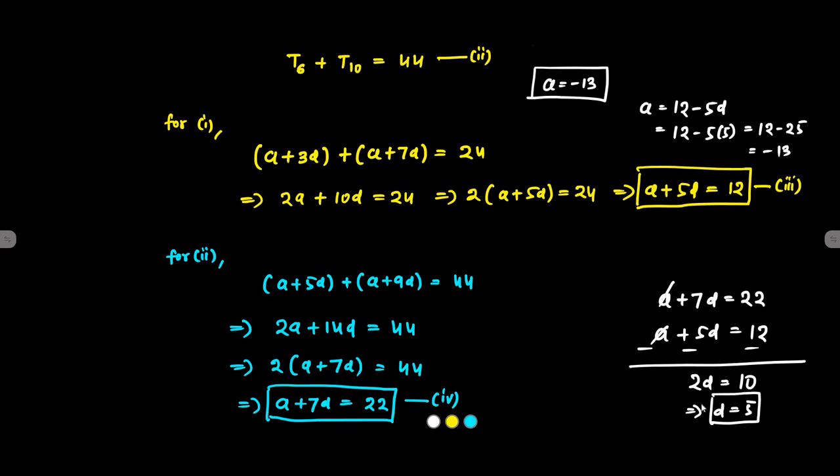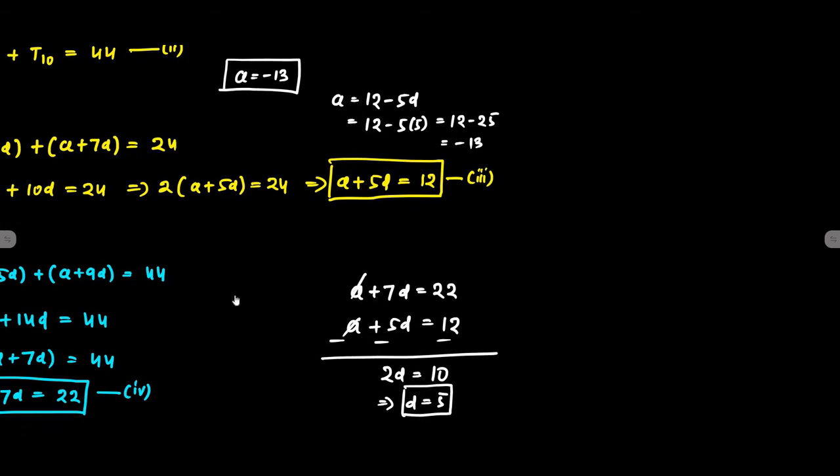Now it has been asked to find the sum of the first 10 terms of the AP. So here we have the formula of the sum. Sn is equal to n by 2 into (2A plus (n minus 1) into D). So here the sum of the first 10 terms is equal to 10 by 2 into (2 into minus 13, plus (10 minus 1), so it is 9, into D, which is equal to 5).